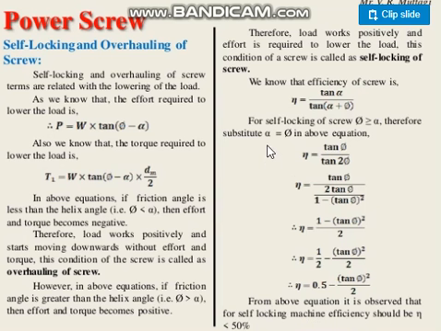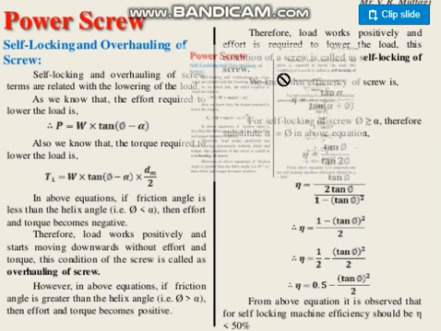See here, the self-locking condition we have applied. What is the self-locking condition? For the self-locking condition of the screw, phi should be greater than or equal to alpha, and we have substituted alpha equal to phi, and then we have derived and found that the efficiency cannot be more than 50% for a self-locking screw. If it is more than 50%, then it should be an overhauling screw or something.